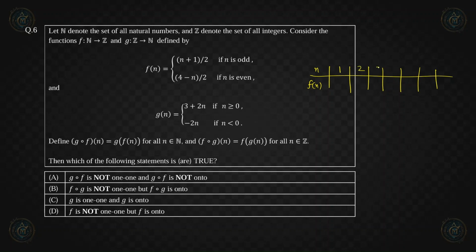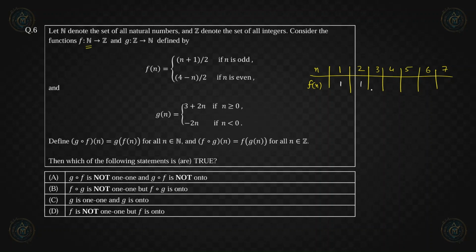Let's count up to 7. We are starting n from 1 because f is defined from the set of natural numbers. So we have f(1). If we solve this, n equal to 1 is odd, that means this definition will work, so f(1) will be 1. Then if we put n equal to 2, f(2) will use this definition, because 2 is an even number, that means (4 minus 2) by 2, that means 1.